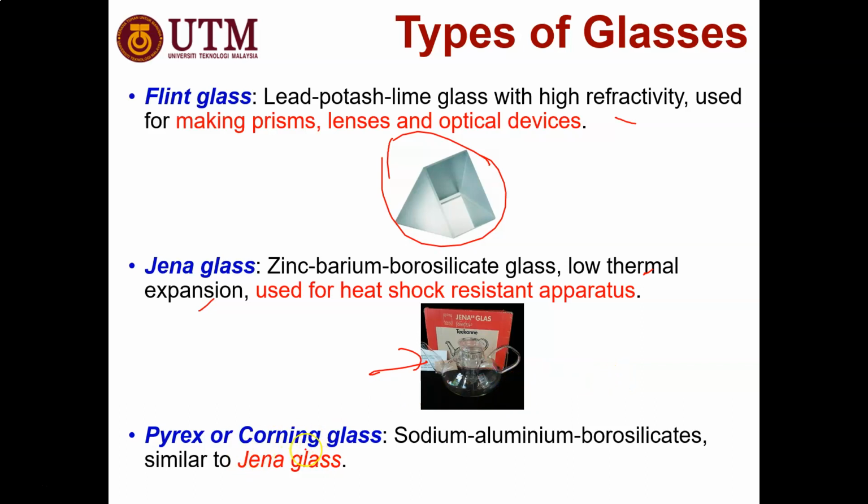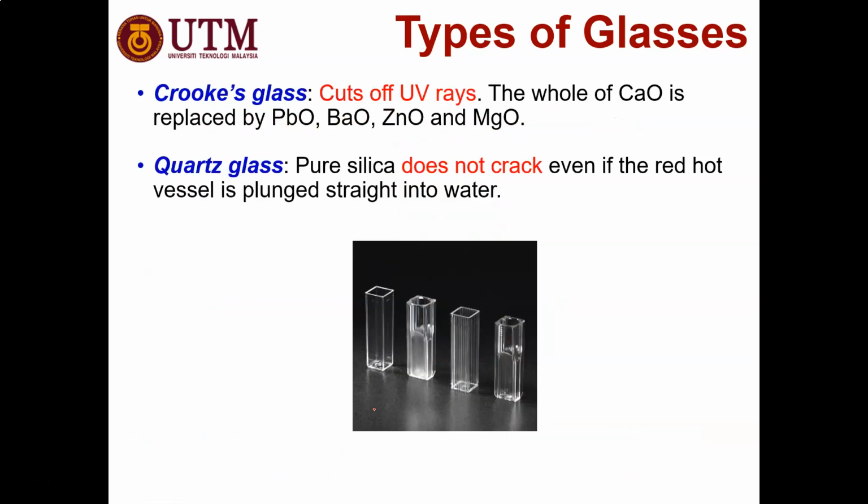We also have Pyrex or Corning glass. Okay, so it is actually sodium aluminium borosilicate, similar to Jena glass, dia pun heat resistant. We also have something called Crookes glass yang boleh cut off UV ray. So dalam dia is actually calcium oxide yang ada replaced by lead oxide, barium oxide, zinc oxide or magnesium oxide.